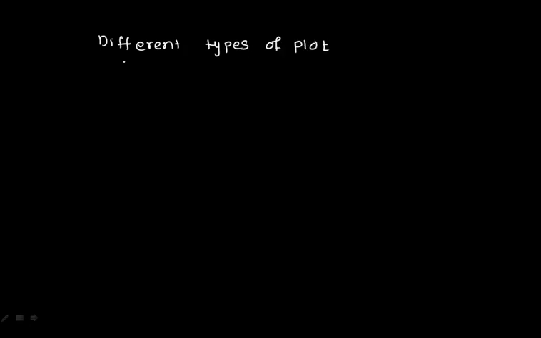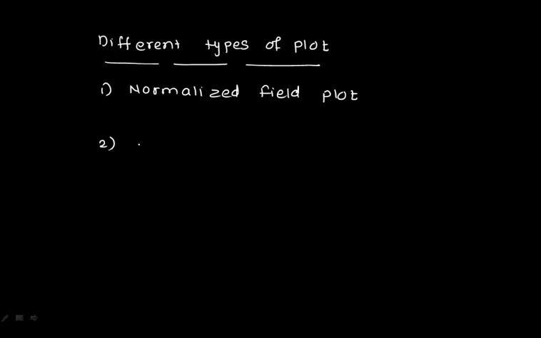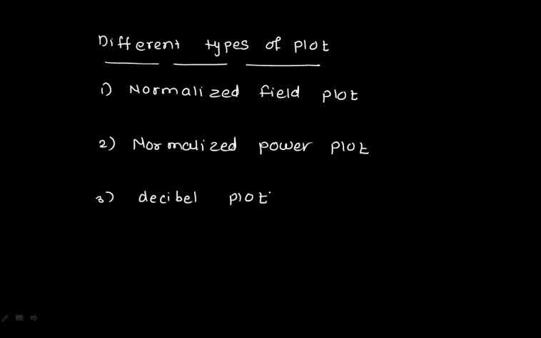So the first plot I'm going to discuss is nothing but the normalized field plot. If you're taking any field like E, H, it will be called a normalized field plot. The next one is the normalized power plot. And the third plot is the decibel plot. Okay, so we'll see the difference between each and every plot. I'll discuss the normalized field plot first. So which plot will you call a normalized field plot?